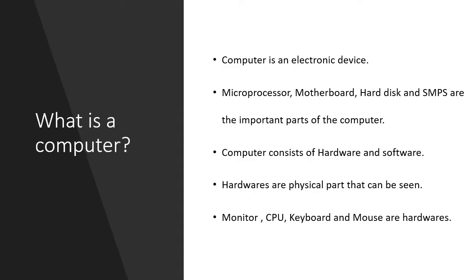Now, what is a computer? We have been learning this answer from your first standard onwards, right? Computer is an electronic device. We have already learned that microprocessor, motherboard, hard disk, and SMPS are the important parts of the computer. Now, computer consists of hardware and software. Hardware is the physical part that can be seen, for example, monitor, CPU, keyboard, mouse, etc. All right? Okay, now let's move on.